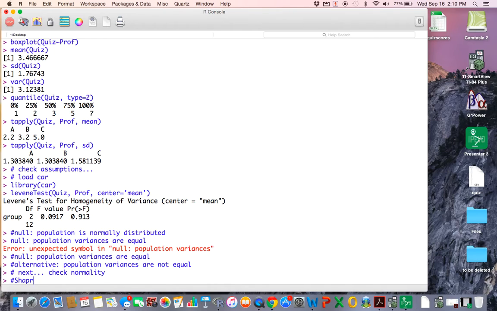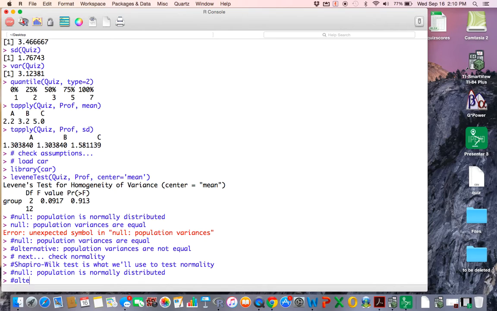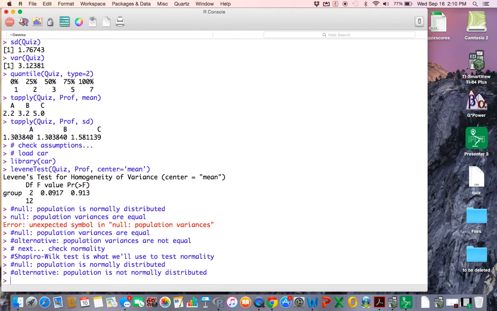So the Shapiro-Wilk test is what we'll use to test normality. Now, I've been dying to do this. So the null is the population is normally distributed, and the alternative is the population is not normally distributed. Now, based on the histogram that we got for our sample, let me just go ahead and bring it up.